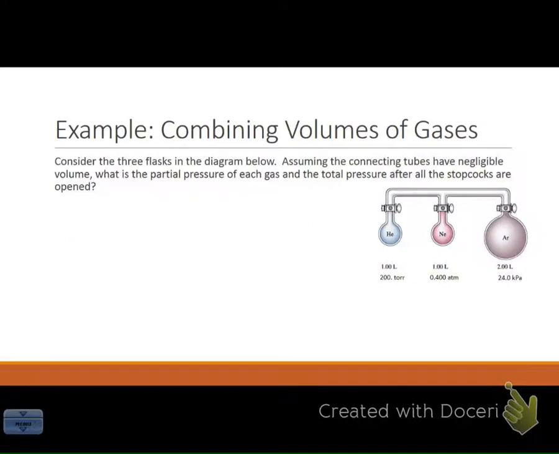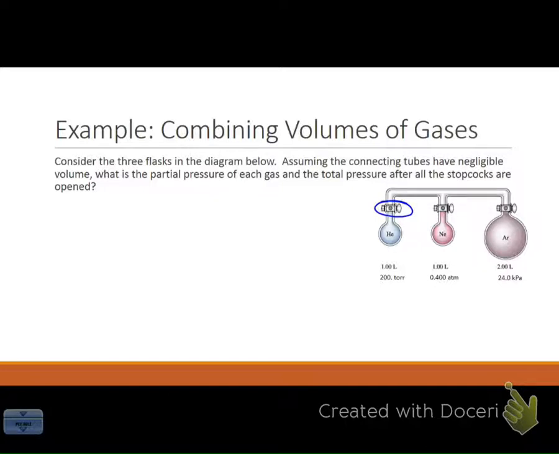This next one is a problem that the AP test loves to use nowadays because it shows proportion. And most students look at this and kind of freak out a little bit because they see a picture and don't understand what's going on. It says we're going to open up the stopcocks, which are these valves here, and these gases are going to mix. Well, what changes when these gases mix?